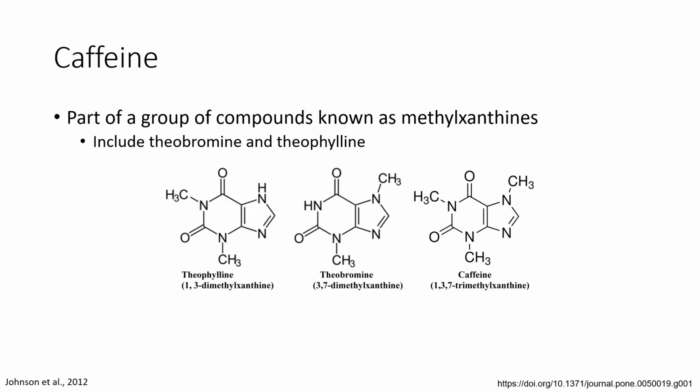So caffeine is a part of a group of compounds known as methylxanthines, and so here are the three methylxanthines that you might have heard of. We have caffeine, which we know is a stimulant. Theobromine is predominantly found in chocolate, and then we have theophylline. So theophylline is actually a bronchodilator, and it's used to treat conditions like asthma and COPD. So they're all very closely related compounds, and all have physiological effects.